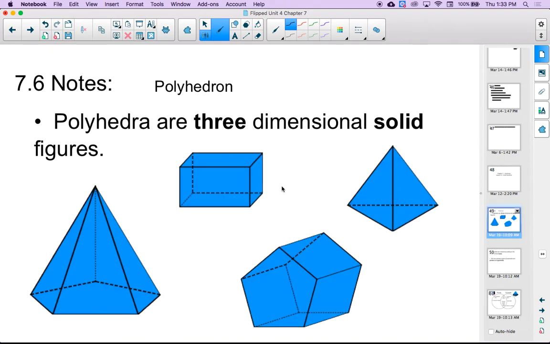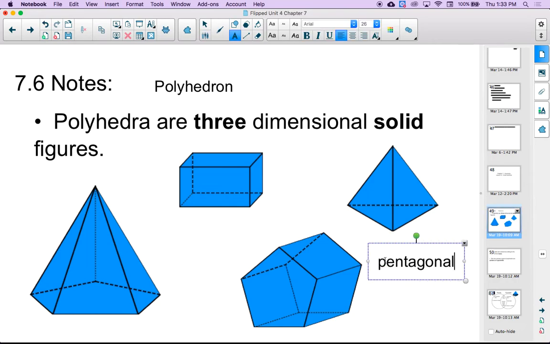If we want to go back here and take a look at our first couple examples, here's another triangular pyramid. Another rectangular prism. This is a prism because it has rectangular sides, and the rectangular sides are connecting our two bases. Our two bases are shaped like pentagons. See the pentagon there? So that would be called a pentagonal prism.